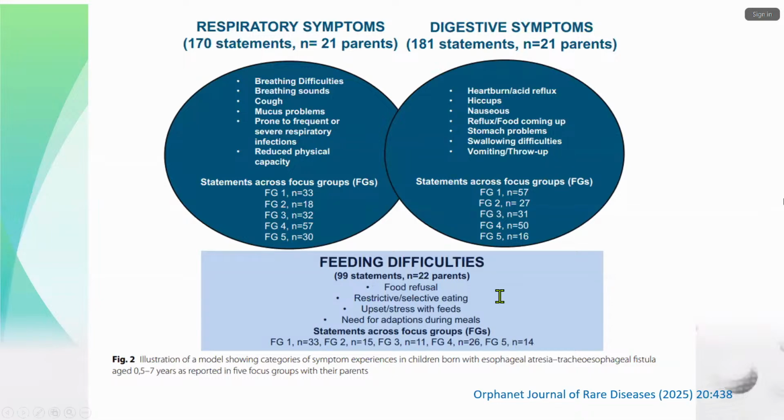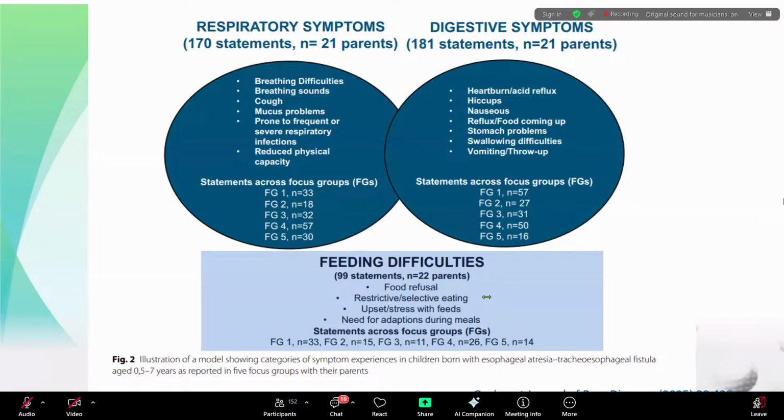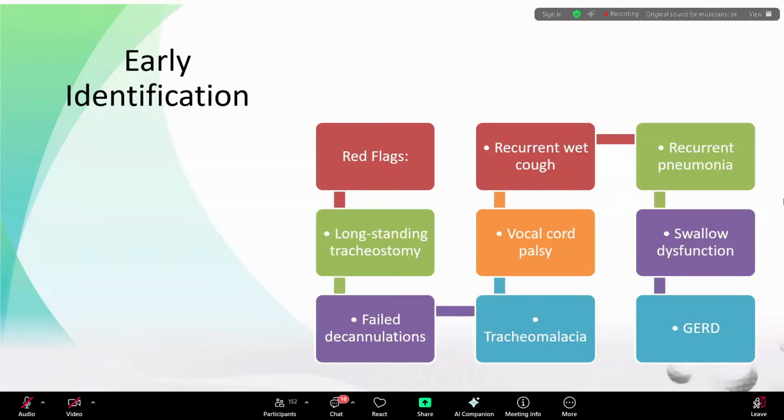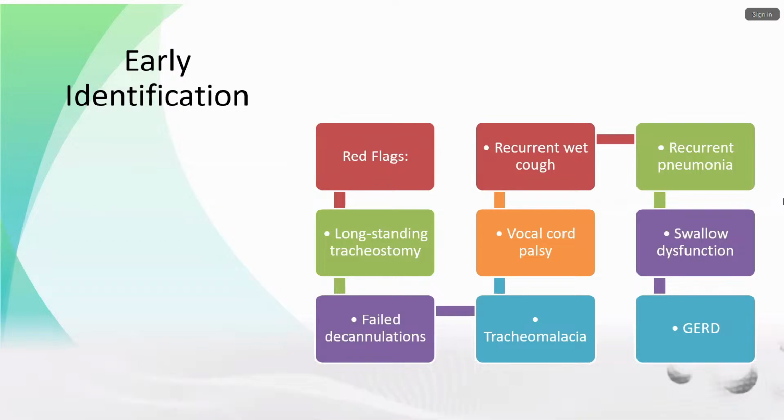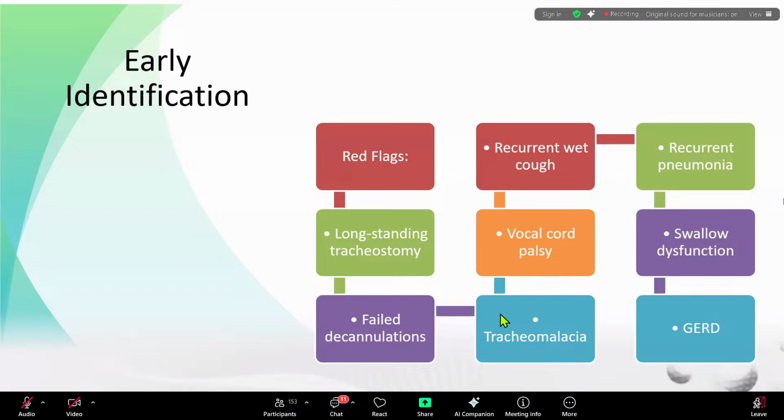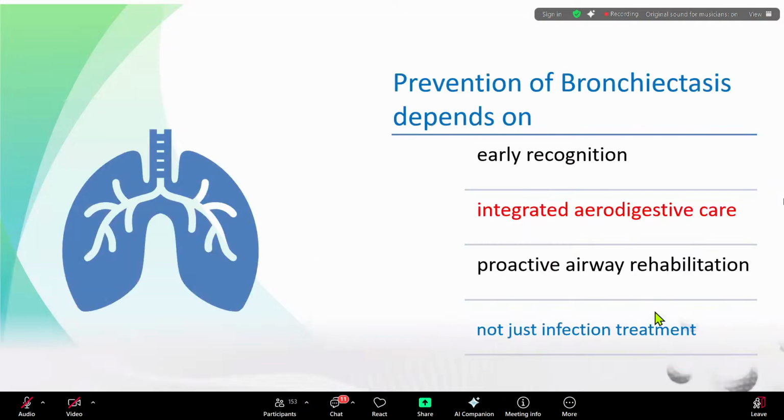With feeding difficulty, they may have food refusal and restrictive, selective eating, be upset with their feeding, and need adaptation during meals. These are the real-world feelings of their parents. For early identification, the red flag signs are long-standing tracheostomy, like in our case, failed decannulation, tracheomalacia, vocal cord palsy, recurrent wet cough, recurrent pneumonia, swallowing dysfunction, and GERD.